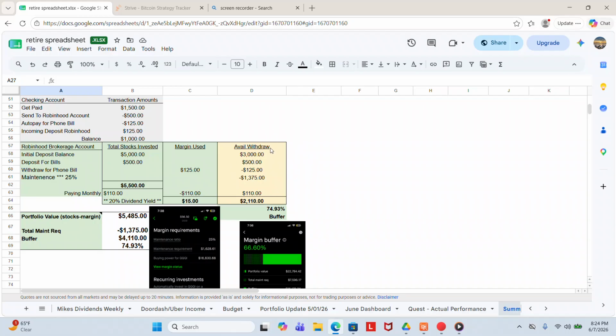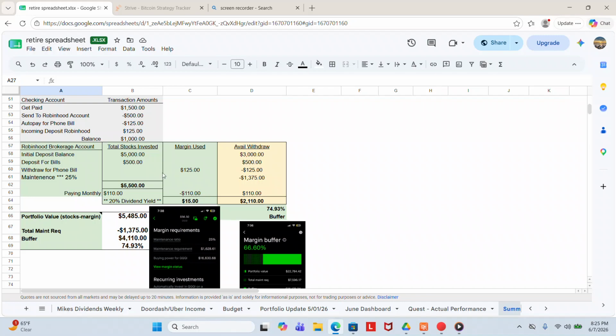When you open a margin account, you always have to keep $2,000 invested. That minimum has to stay in the account. It's not available for withdrawal. So that's why you see the $5,000 was put in, and $3,000 of that is able to be withdrawn.